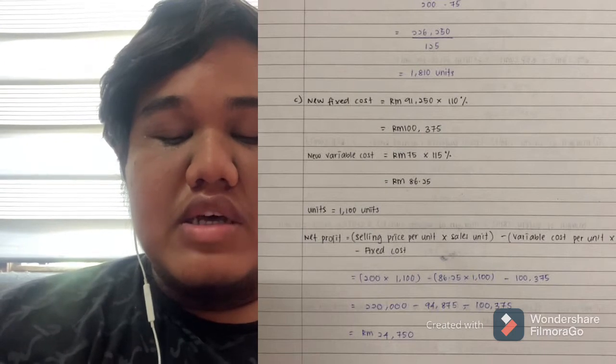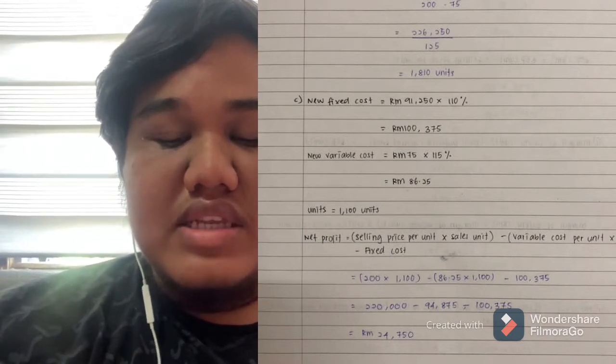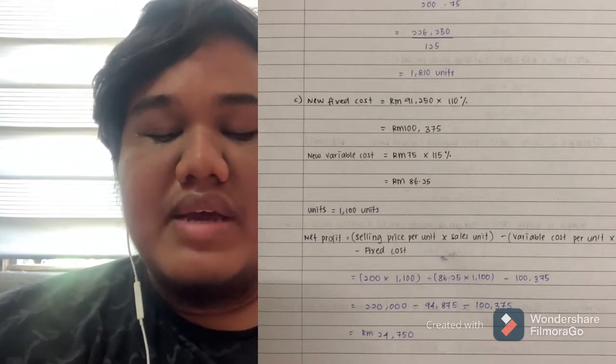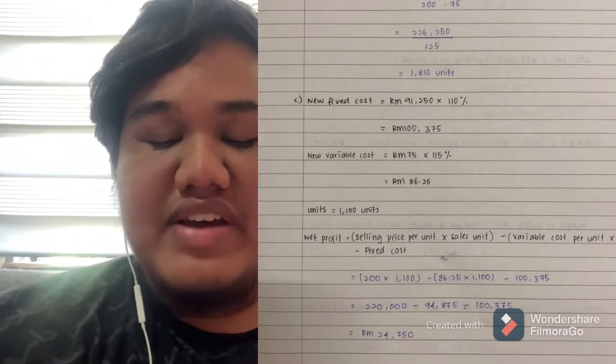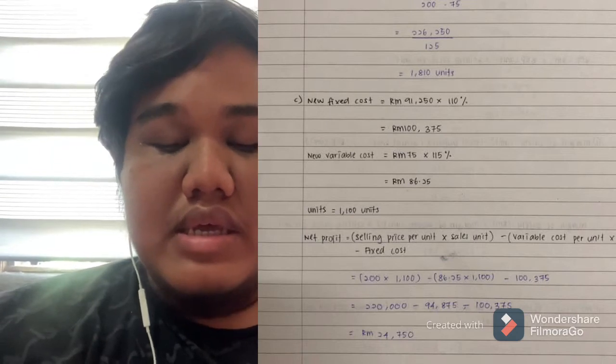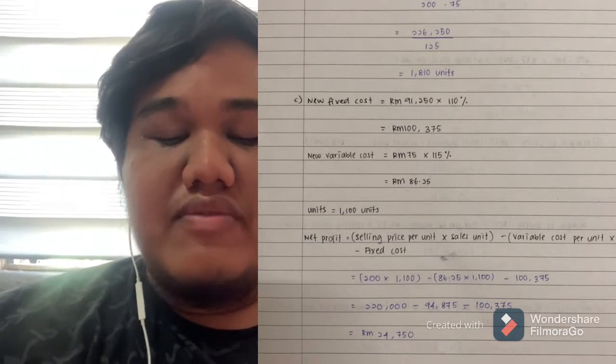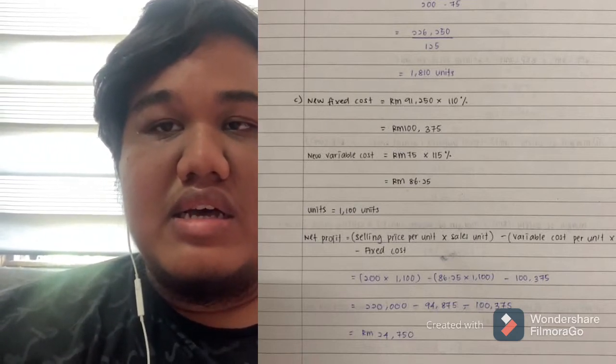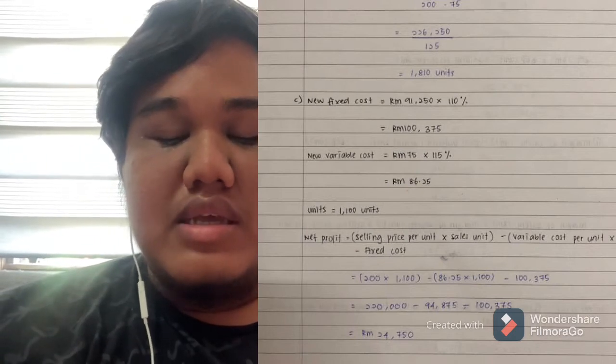So 226,250 divided by 125. So the answer we will get is 1,810 units for the new units.